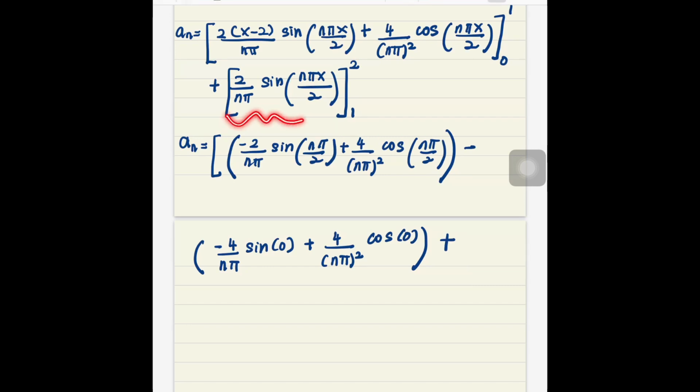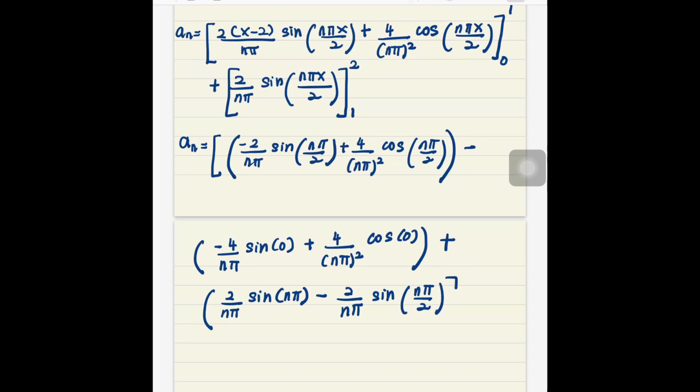Plus, for the second function, which is this one, substitute x equals 2 into this function, and it will give you 2 over n pi sine n pi minus 2 over n pi sine n pi over 2. Okay, so now we are going to simplify whatever function you have here. As for this one, you cannot do anything, so leave it in this form.